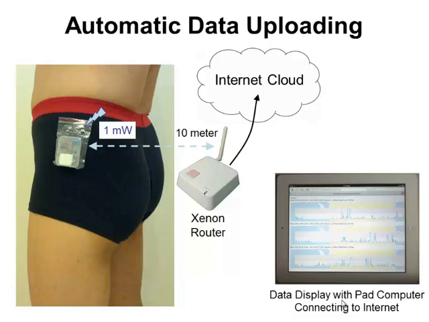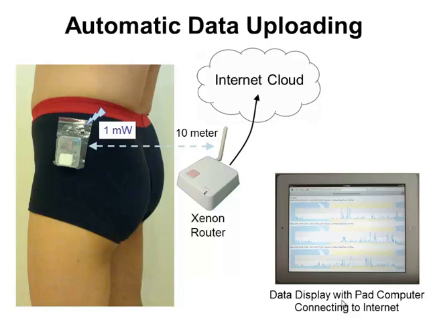When the data is transmitted to the router, it will upload automatically. So the user can read the data with a pad. For example, on an iPad you type an IP address, and you can see your data. So there is no manual operation. All the operation is automatic. Every time you go near the router, the data will be uploaded.